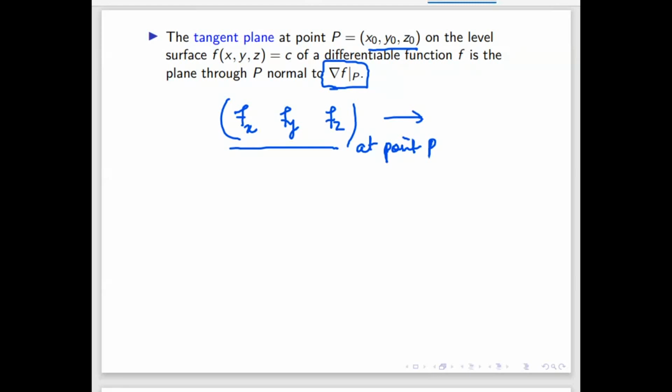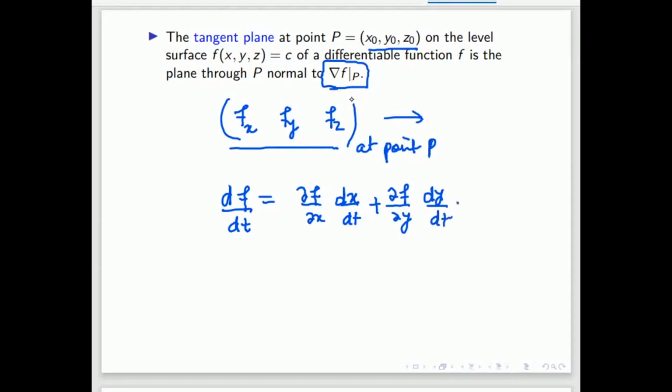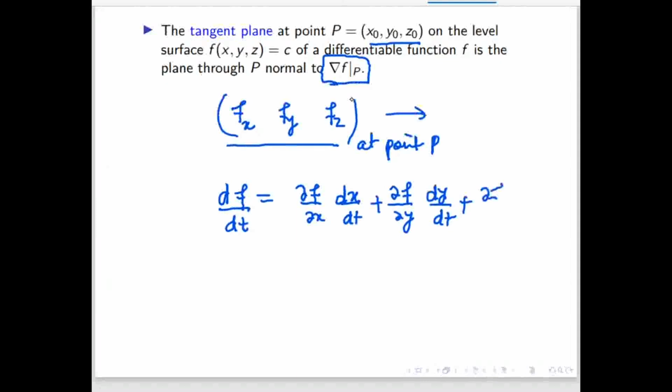So why it is normal, we will do by chain rule. Suppose we want to differentiate this with respect to t. First I will just differentiate. So what is the derivative? It will come df. So by chain rule it will give del f by del x, dx by dt, plus del f by del y, dy by dt, plus del f by del z, dz by dt, equal to 0.